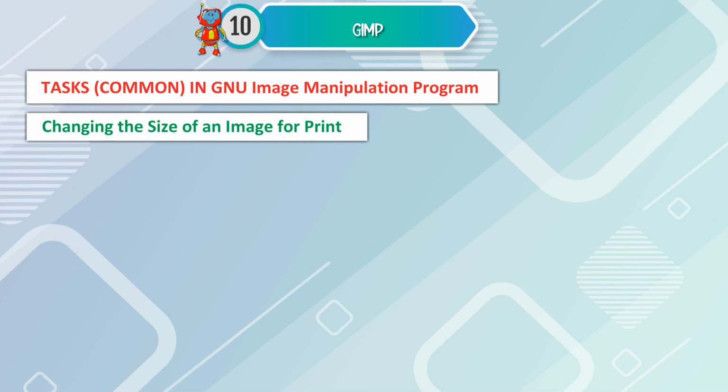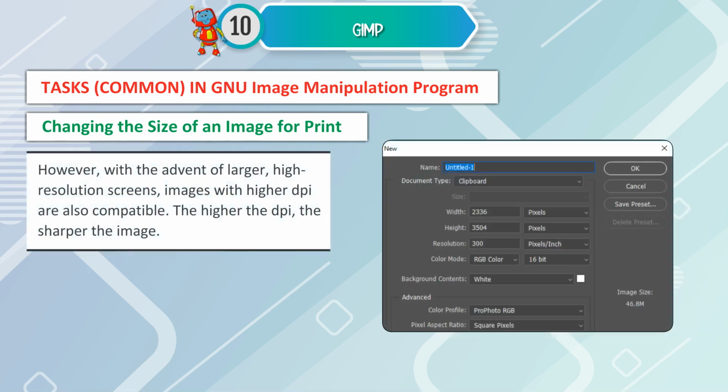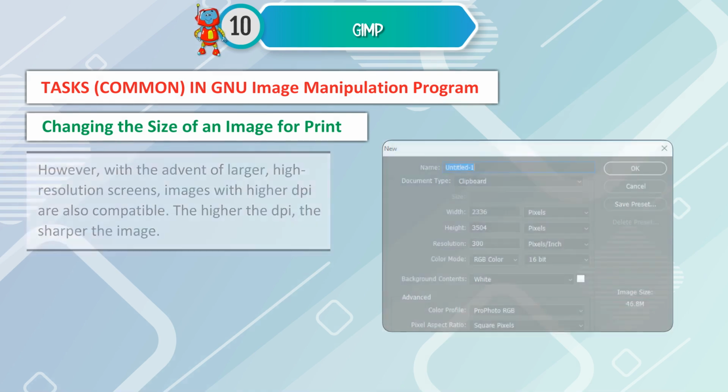Changing the size of an image for print. When saving images, they are typically saved with a resolution of 72 dpi or ppi, dots or pixels per inch. This resolution was originally set as the standard for screens that used to be smaller in the past. However, with the advent of larger, high-resolution screens, images with higher DPI are also compatible. The higher the DPI, the sharper the image.